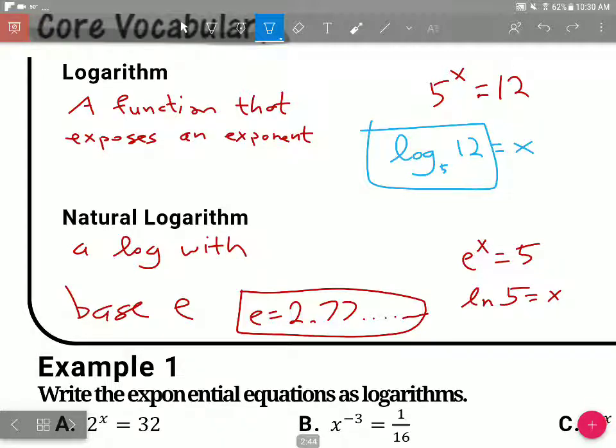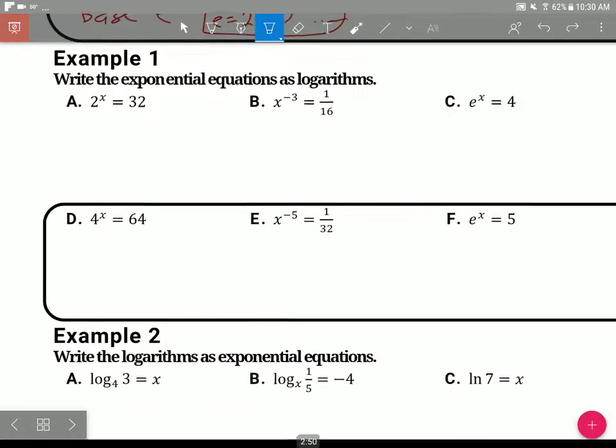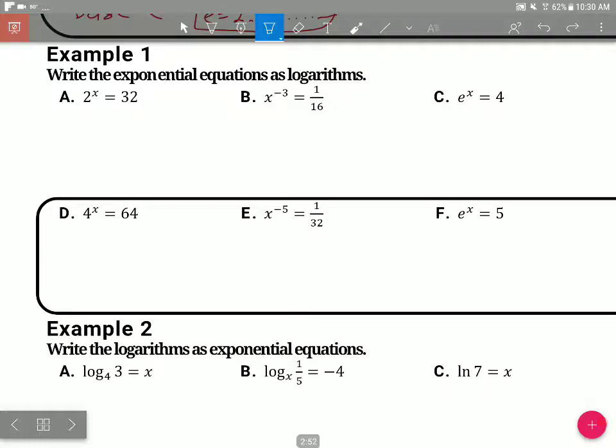There's people still writing. Keep writing, and then we'll slide on down and keep finishing up. All right? All right, here we go. Let's start off by talking about turning them into and out of logarithms, okay?